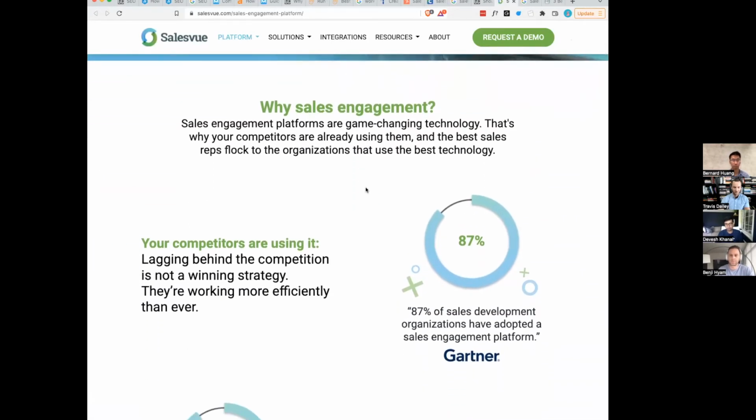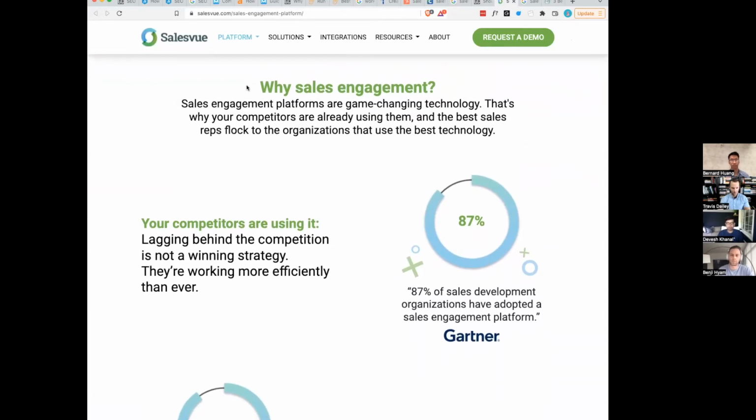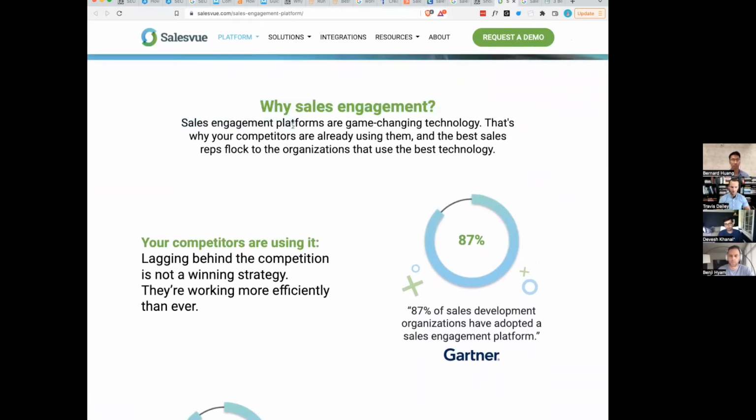So in terms of this, I mean, we probably wouldn't do it in this way. So even if we were doing a landing page, we would probably get right into sales views, features, and the benefits of them. So they're starting off with why sales engagement because they're trying to do this balance between blog post and landing page, right?